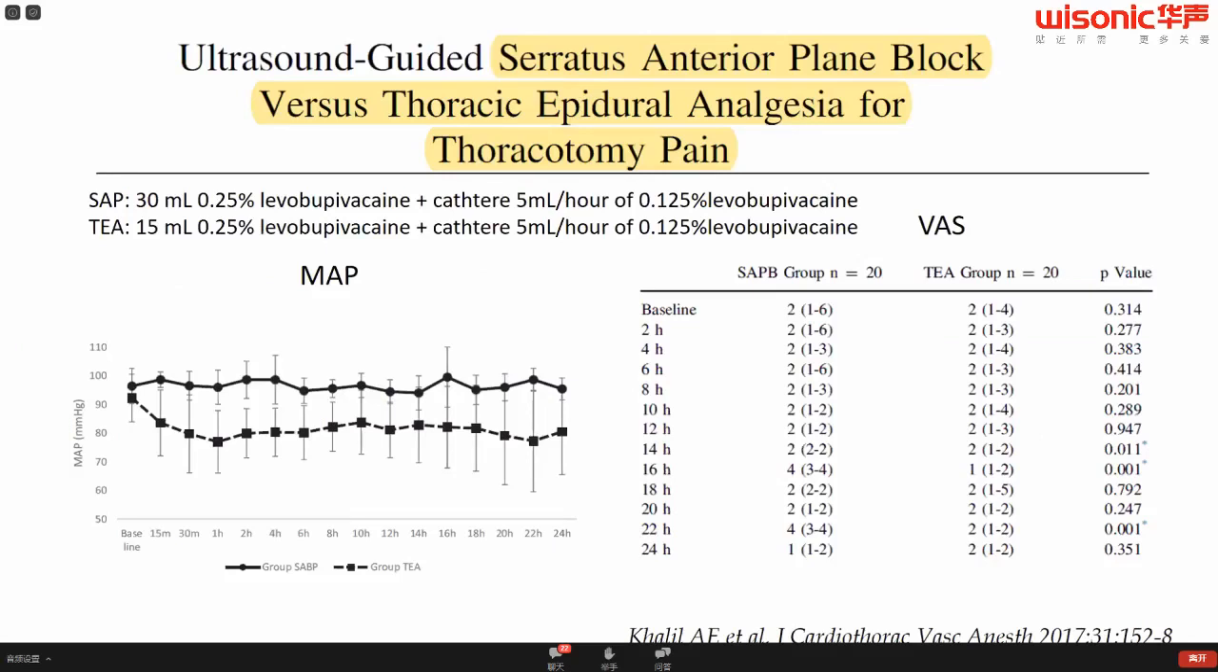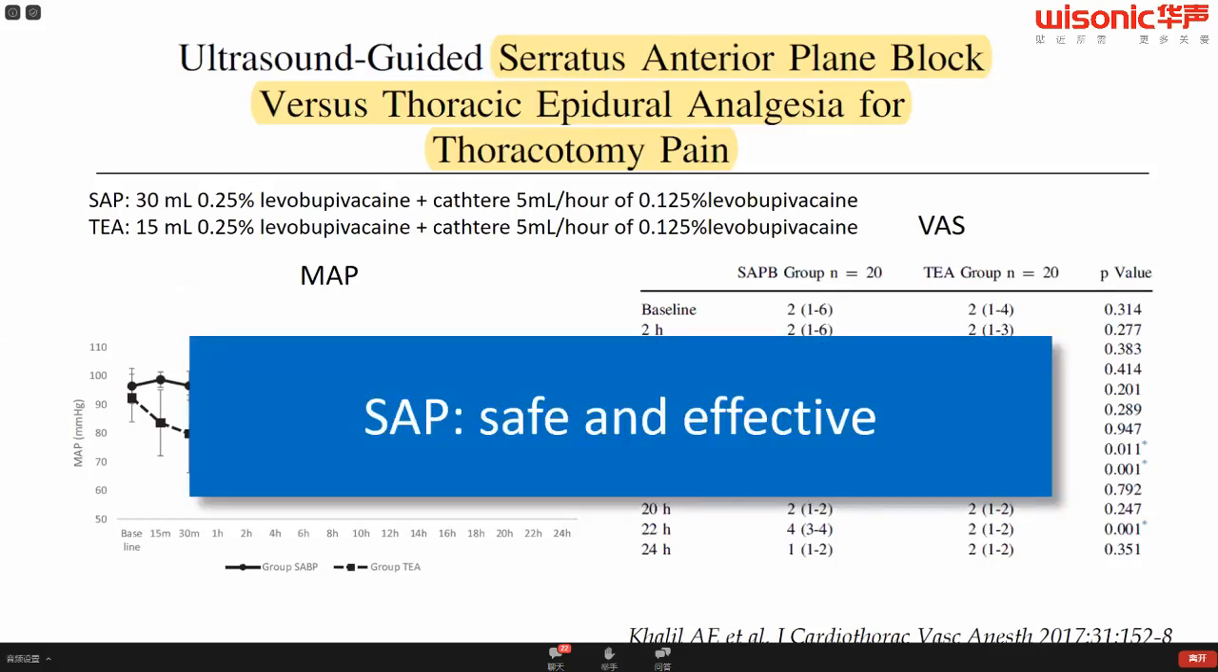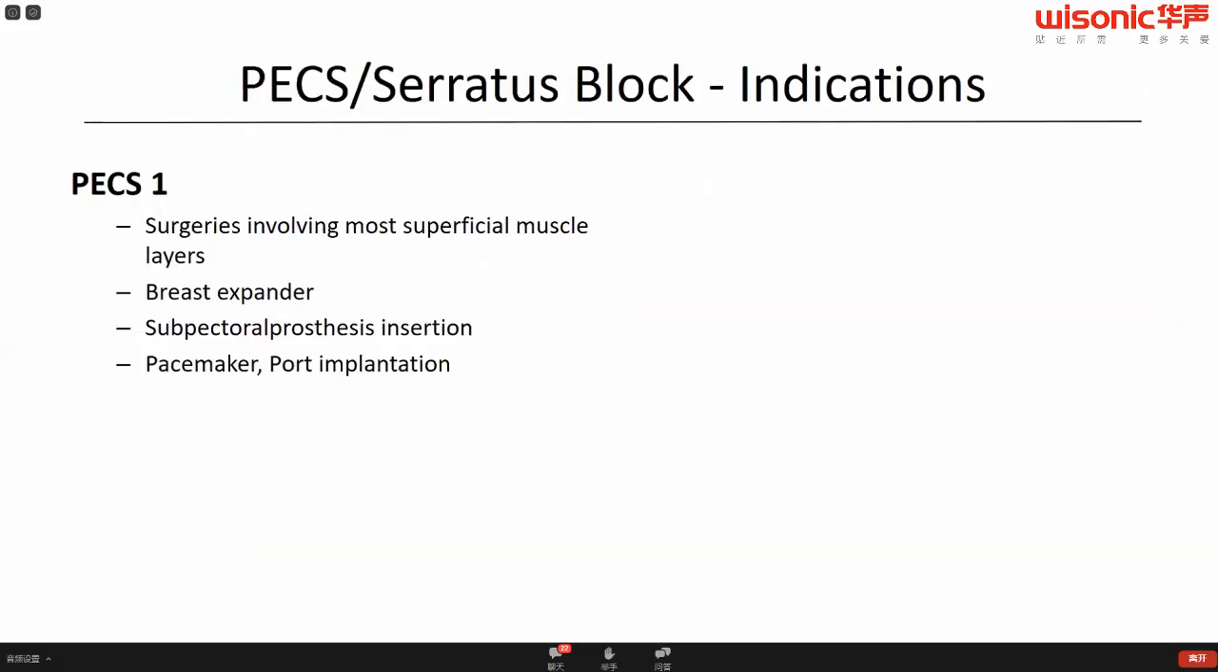And finally, in this study, where a serratus anterior plane block was compared with a thoracic epidural analgesia for thoracotomy pain, it could be demonstrated that the hemodynamic profile was more stable in the serratus anterior plane block. These are the rounded circles, and the pain scores are similar for both groups. So the conclusion from the study was that the serratus anterior plane block was safe and effective in treating thoracotomy pain.